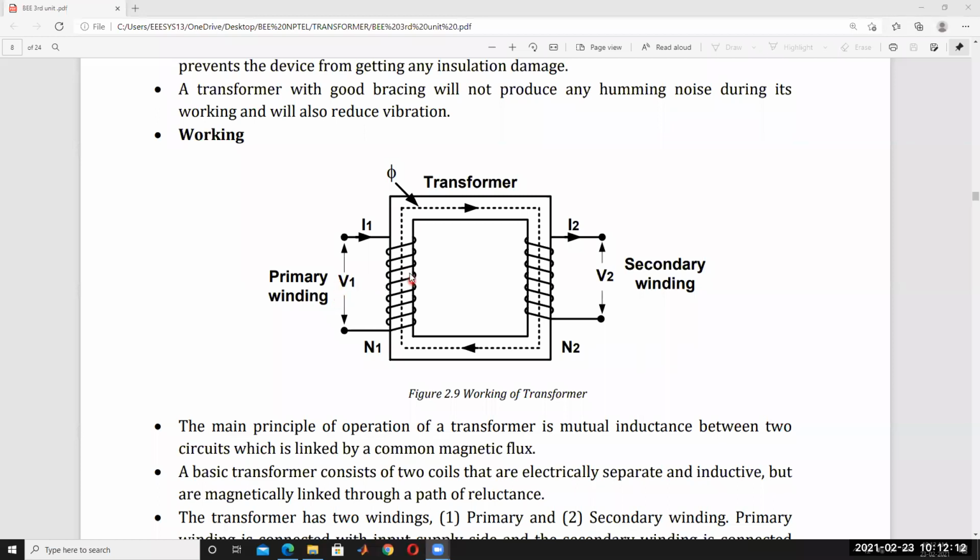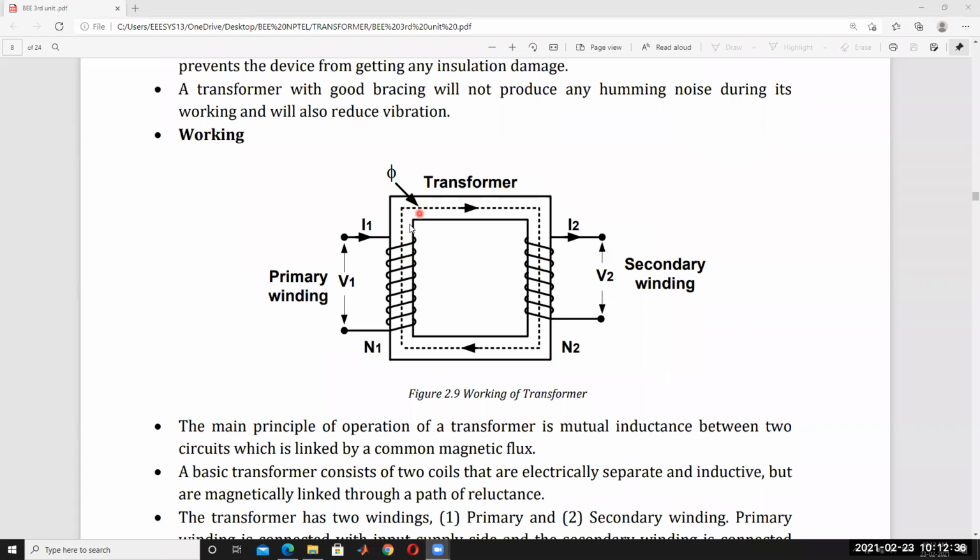Here the primary voltage is V1 and the induced voltage here is E1. And here also, the induced voltage is E2, and the secondary voltage, that is the voltage across the load, is called V2. This is called the flux linking primary to secondary through a common magnetic path.